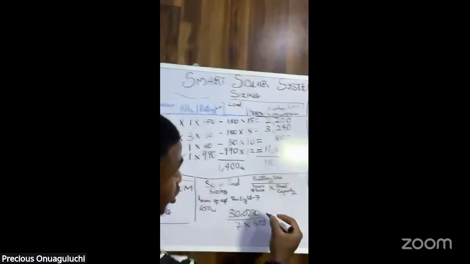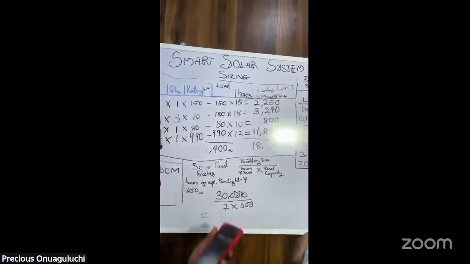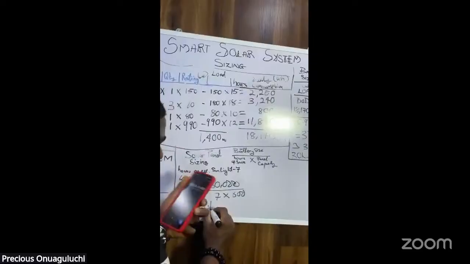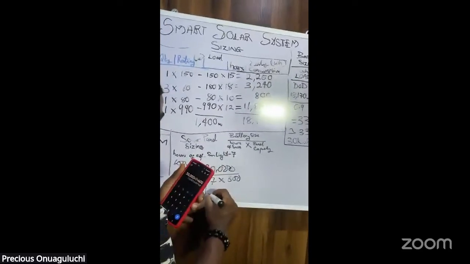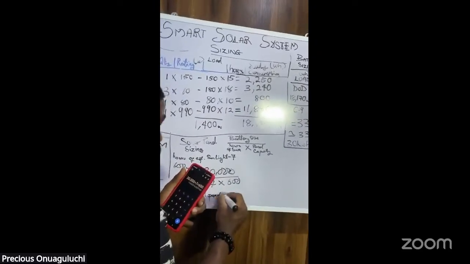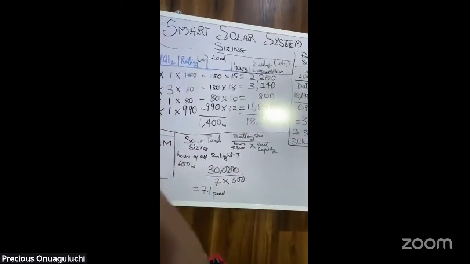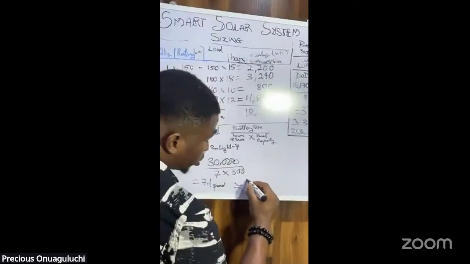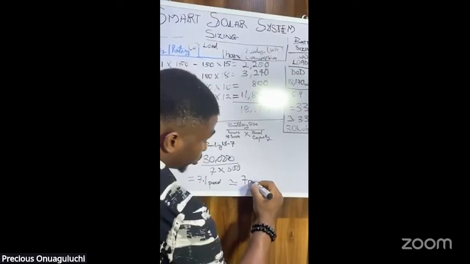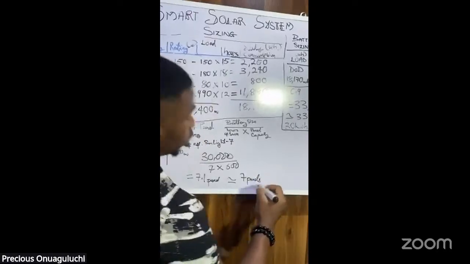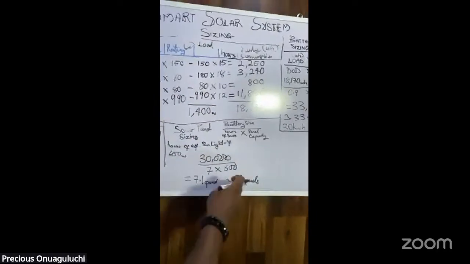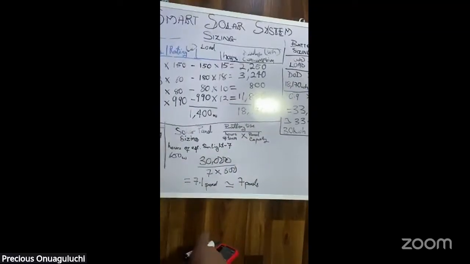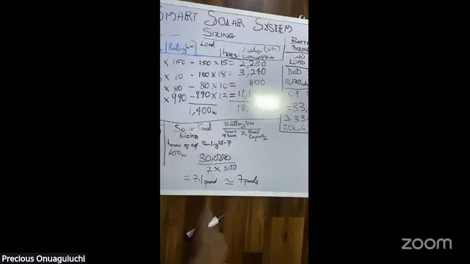From this calculation, I'm getting 7.1. This 7.1 is panels, not watts or anything. So approximately, you can see that for this system, you need 7 panels. We need 7 panels in theory.